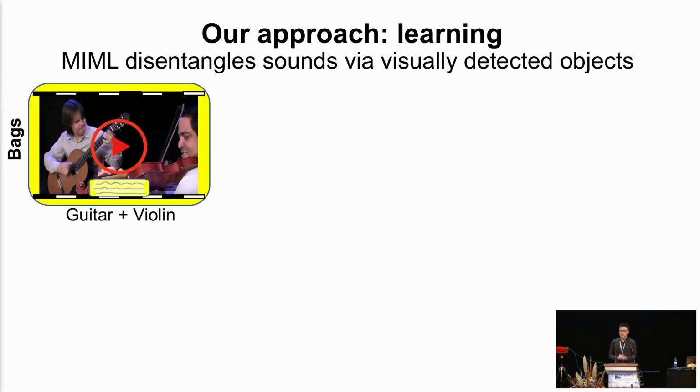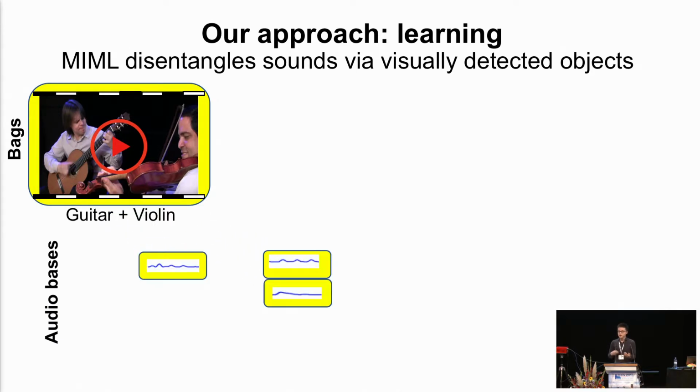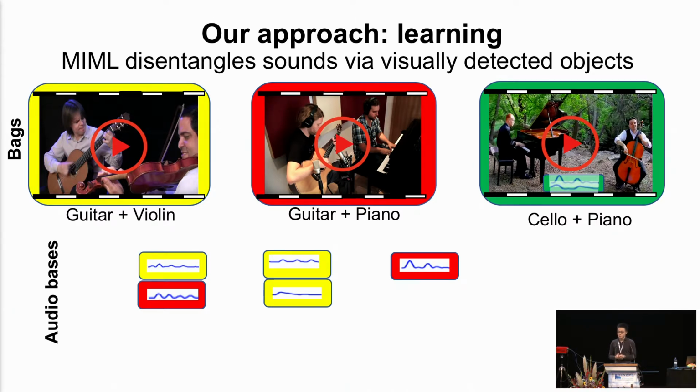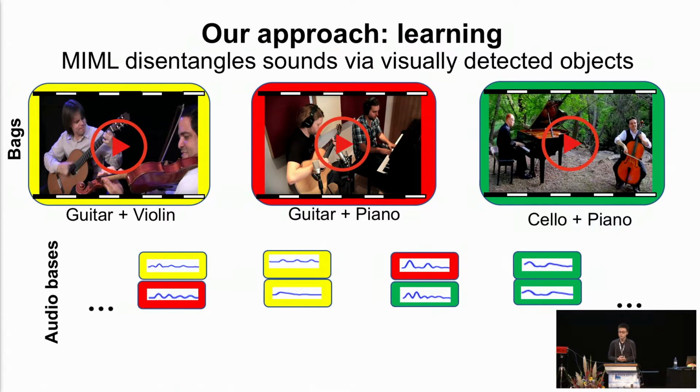For example, given an unlabeled video with a guitar and a violin, we obtain its audio basis vectors. And the visual information tells us that among these yellow audio bases, some must belong to the guitar and some must belong to the violin. Similarly, for this video with a guitar and a piano, some of the associated red audio bases belong either to guitar or piano. And the same for this green example of cello and piano, and so on and so forth.